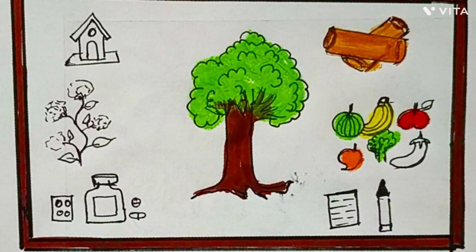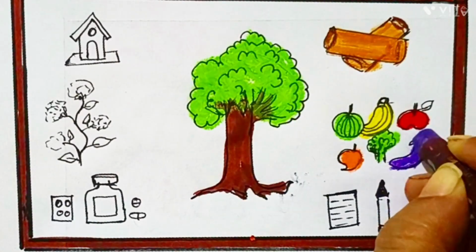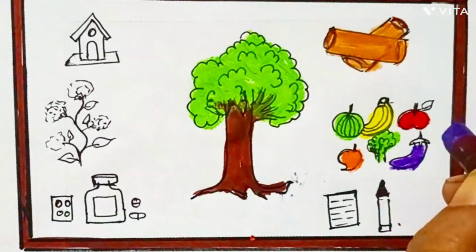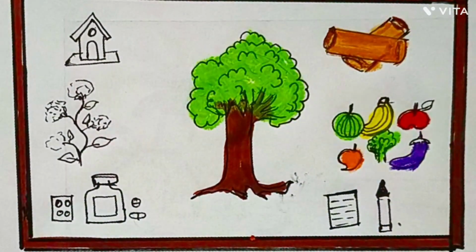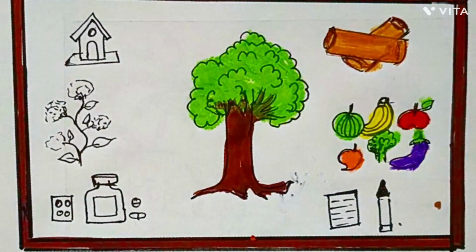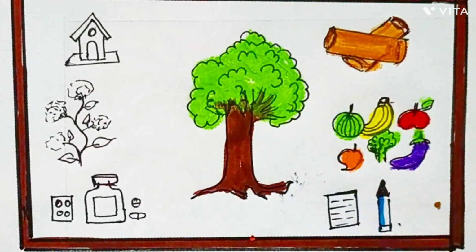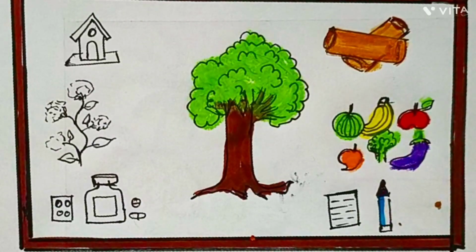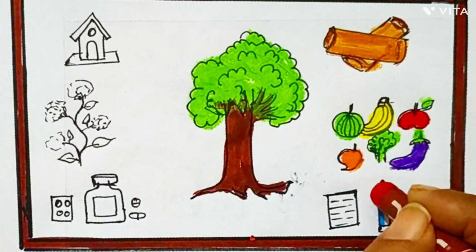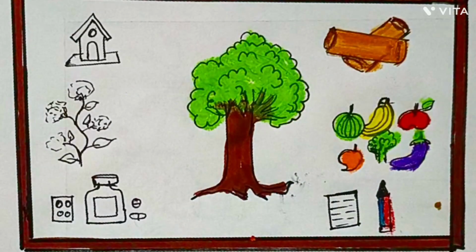Trees are a precious gift of nature. They give us oxygen, food, wood, medicines, cotton, paper, and shelter. Therefore, we should never cut trees unnecessarily. Instead, we should plant more trees and keep our environment green and clean. Save trees, save earth.